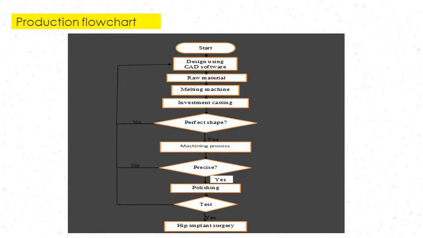After machining, we consider whether it is precise or not. If not, go to CAD software again to redesign. If yes, then go to polishing. After that, we go to testing. And after that, the hip implant is ready.